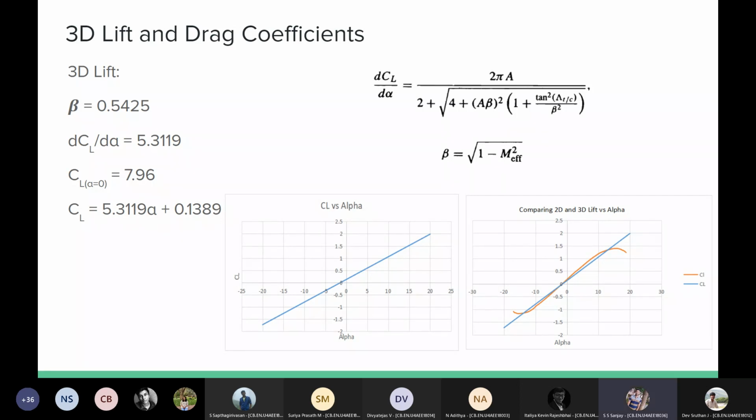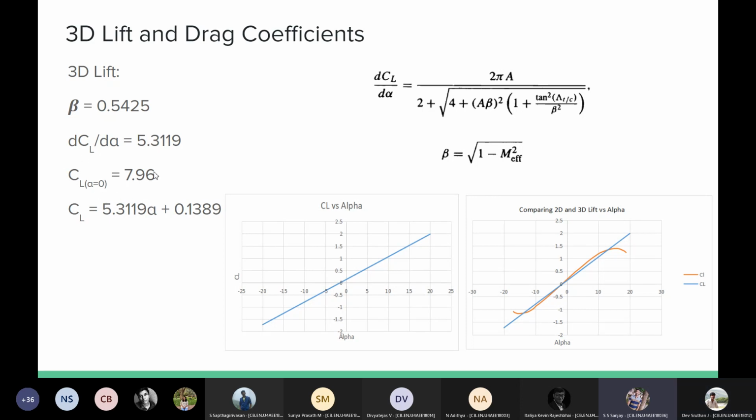Dev, this must be alpha at CL equal to 0, I guess, not CL at alpha equal to 0. So 7.96 must be alpha at CL equal to 0, and when you convert it to radians, it would be 0.1389. Anyway, just check this again, okay?